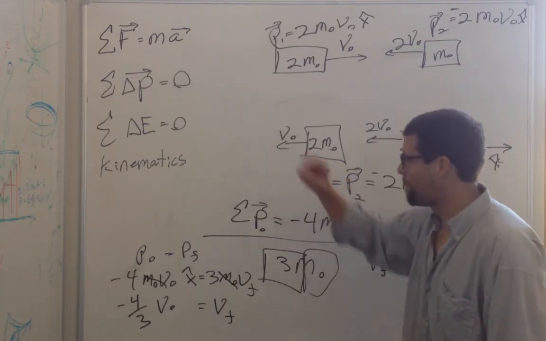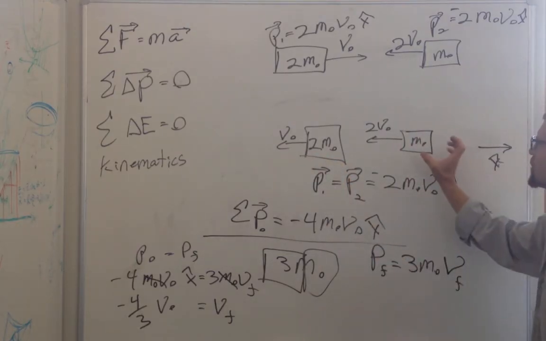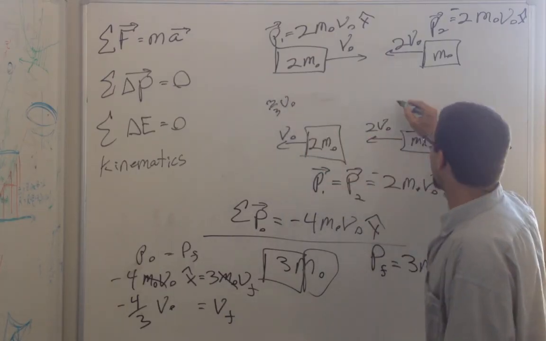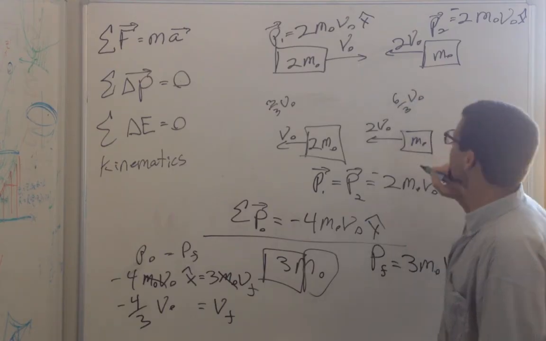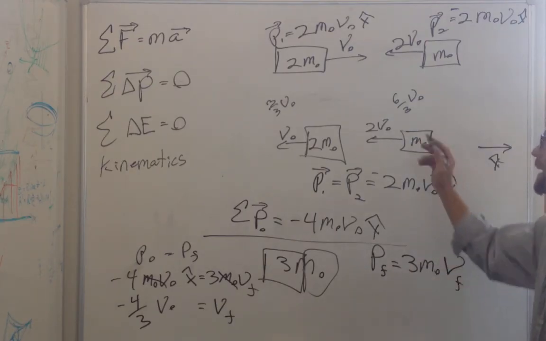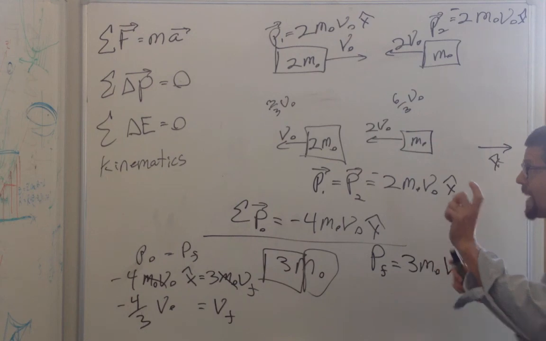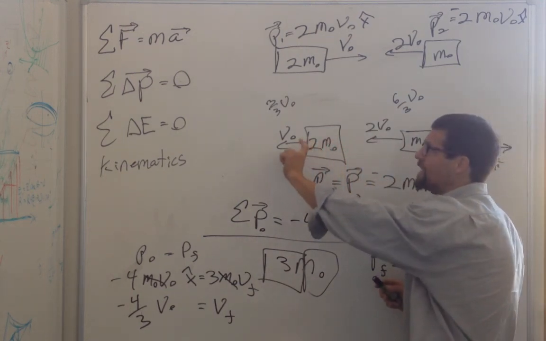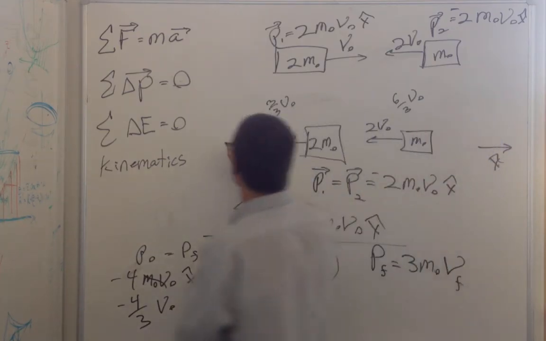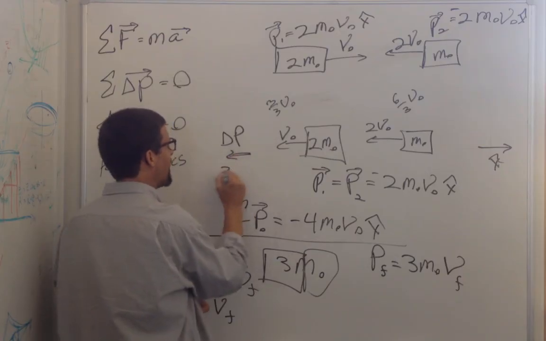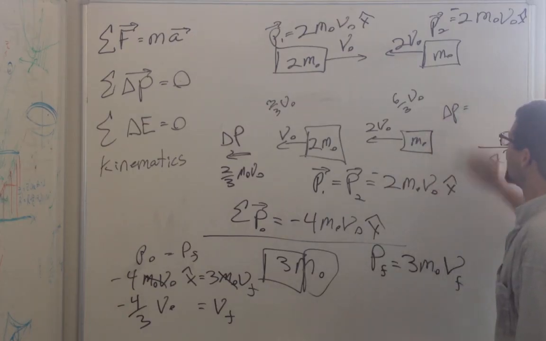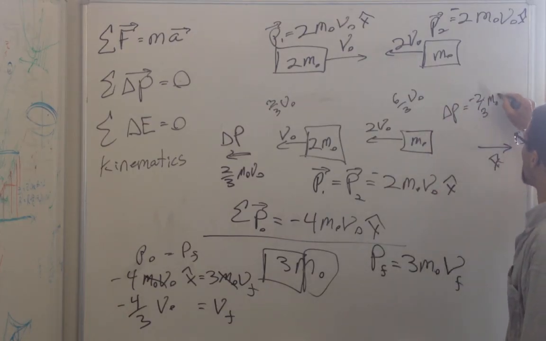So this one speeds up by 1/3 v naught, and this one slows down. If we write the initial speeds as 3/3 v naught and 6/3 v naught, we can see that this one speeds up by 1/3 v naught and this one slows down by 2/3 v naught. Or maybe what's most important is this gets an impulse in this direction of 2/3 m naught v naught. So delta P on this guy speeds it up at 2/3 m naught v naught. And this one slows down. Delta P is equal to negative 2/3 m naught v naught.